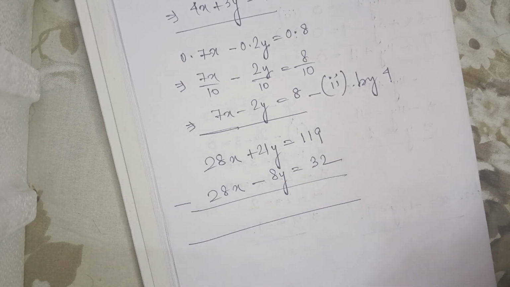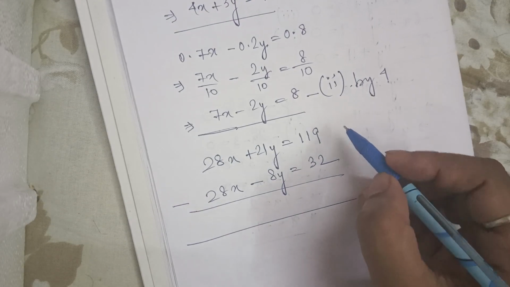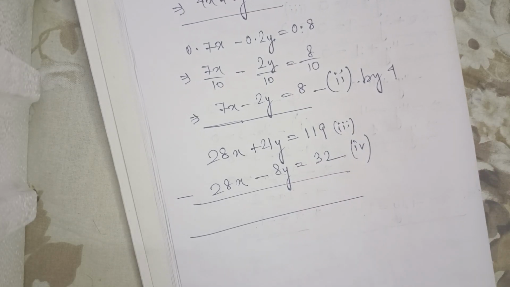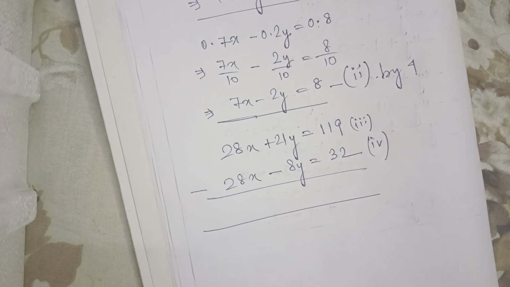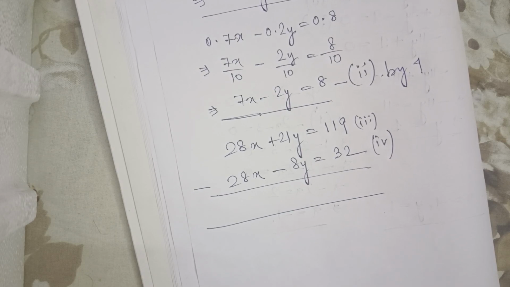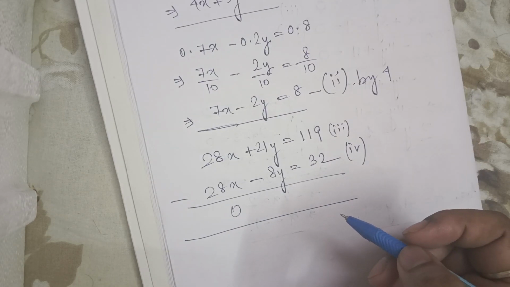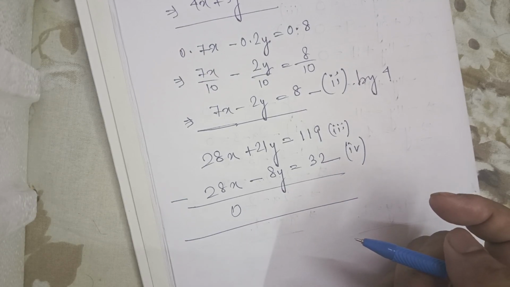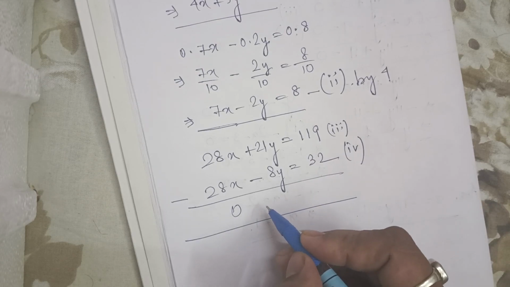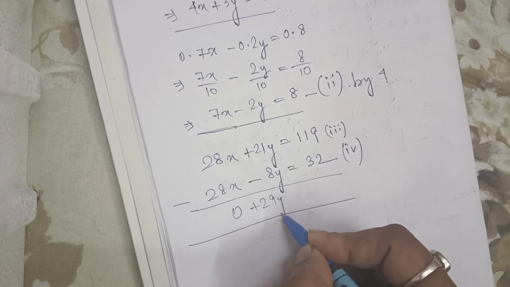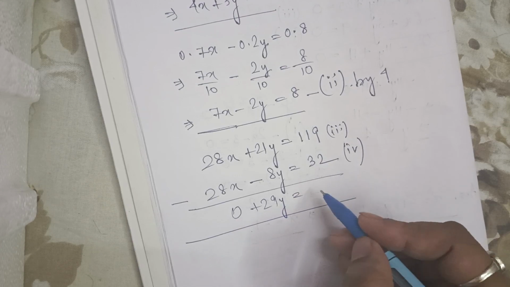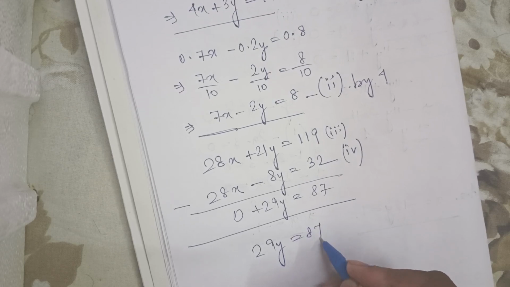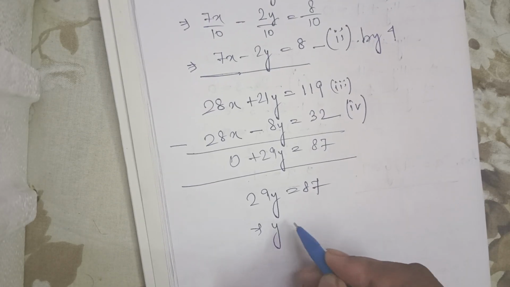Now I'll subtract it. Okay, we'll do one thing. Name the equations as 3 and 4. So we'll subtract 4 from 3. So 28x minus 28x becomes 0. And positive 21y minus of minus 8y. So 21y plus 8y. So that's 29y. Positive 29y equals to 87. So 29y equals to 87, and the value of y is 3.